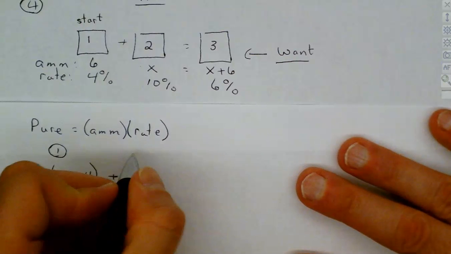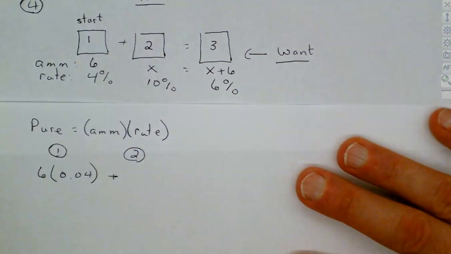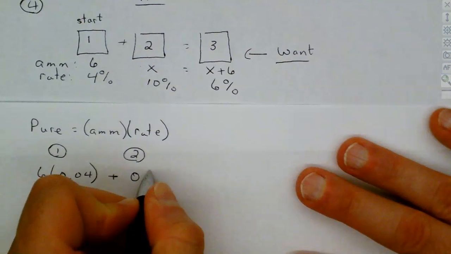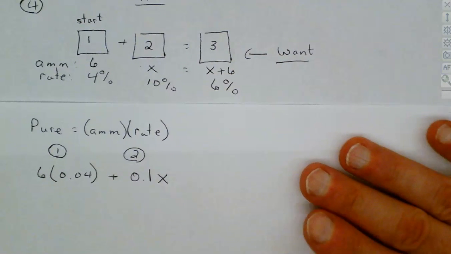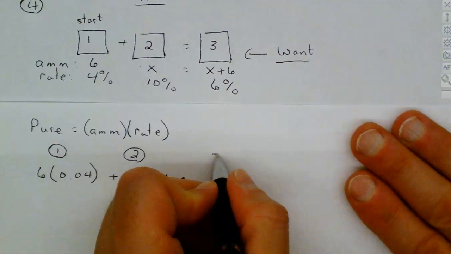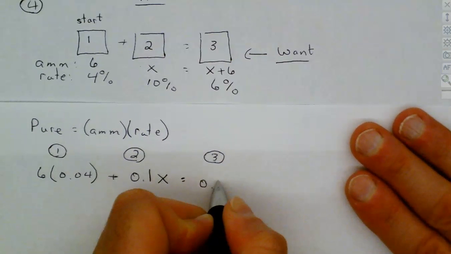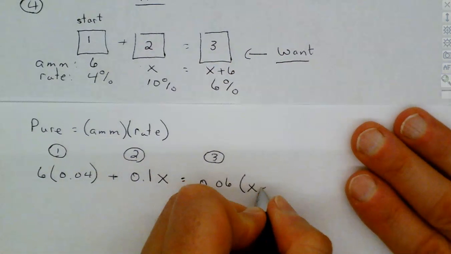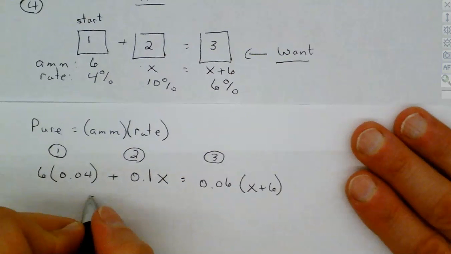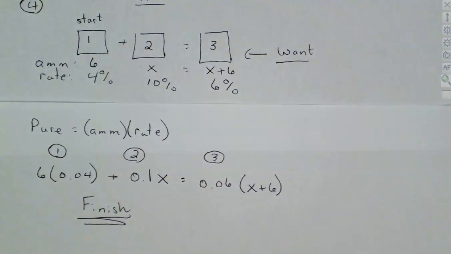What about the second one? How much is in there? Unknown amount X. What is your percentage rate? 10%. So that's 0.1. Unknown amount X goes with it. What about the third one? 6%. So that's 0.06. How much is in there? X plus 6. And you can finish it from there.